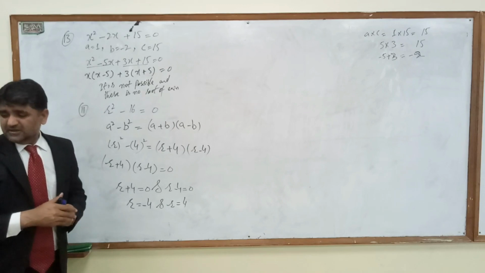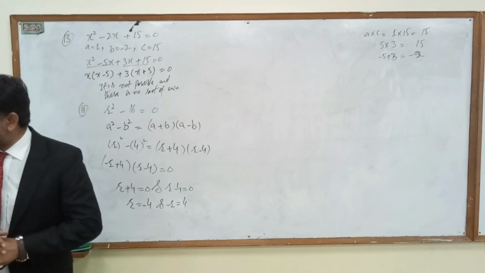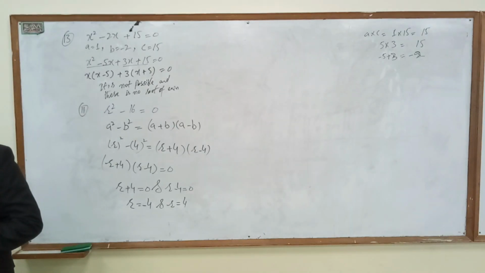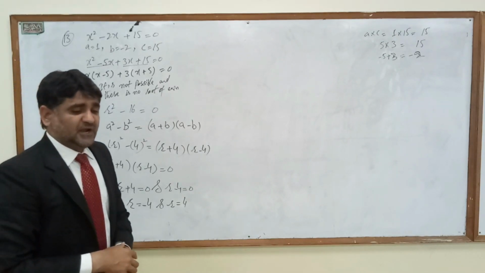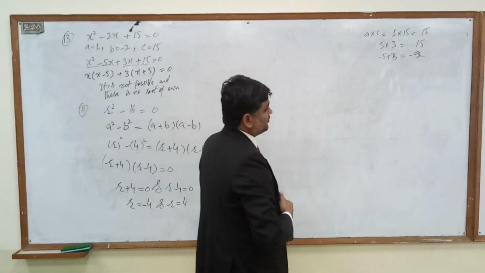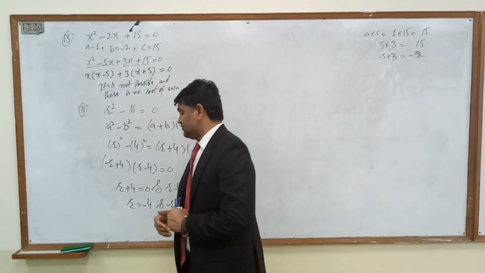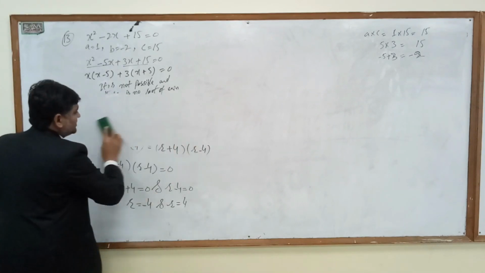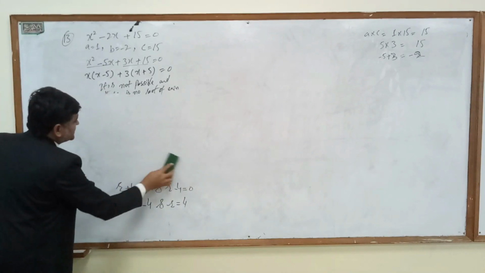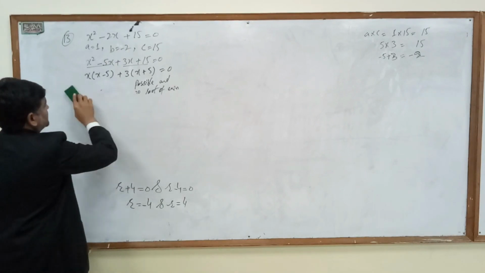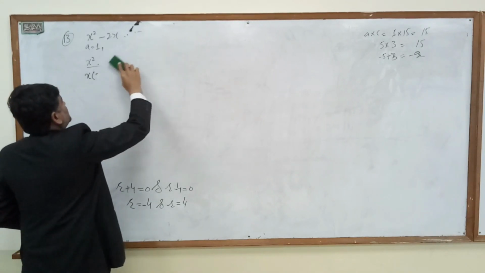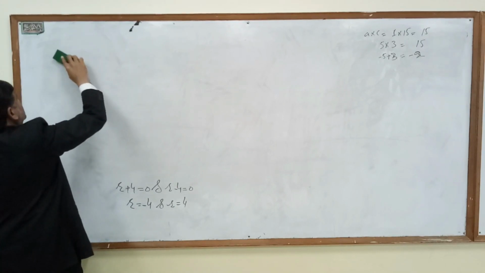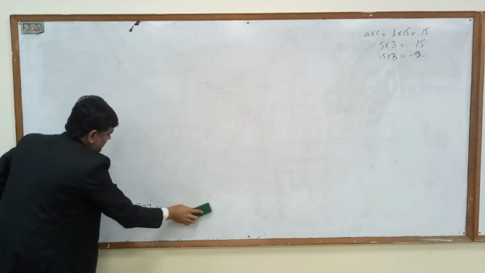Clear, students? Yes, sir. The rest of the questions are part of your assignment. You can solve them by yourself. Now we have question number 17 to question number 32. Here it's stated we have to solve these questions with the quadratic formula. What is the quadratic formula? Minus b plus minus the square root of b square minus 4ac, divided by 2a.